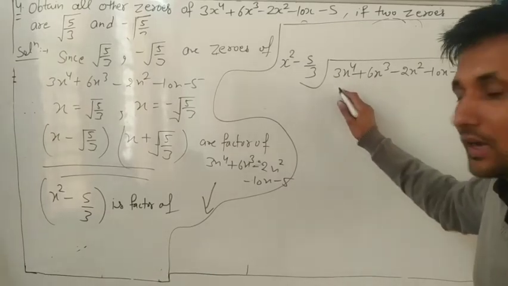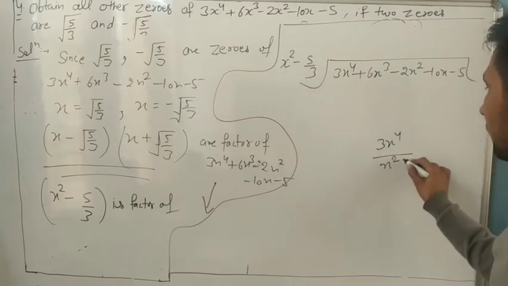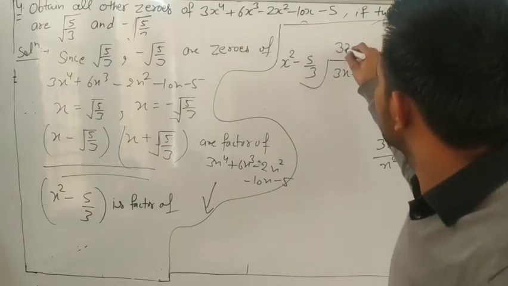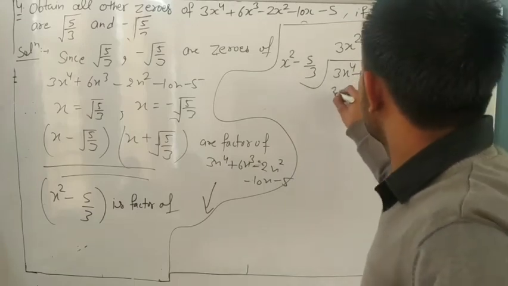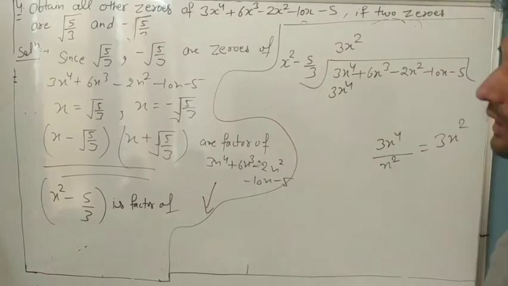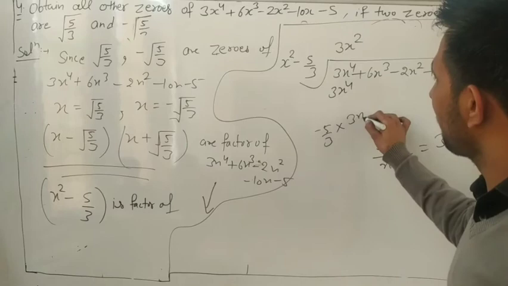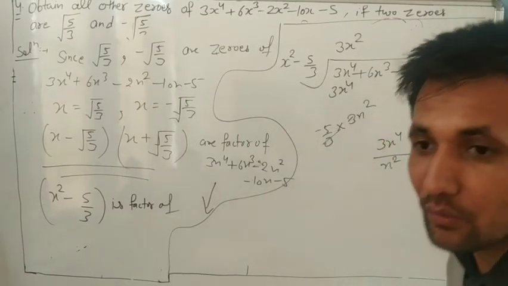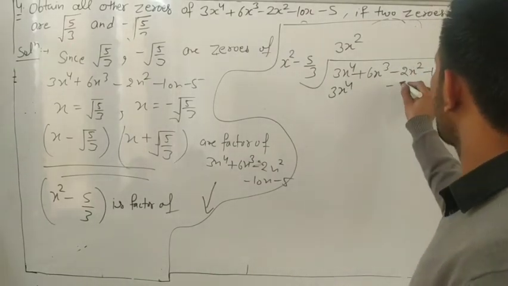So look at what we will do. Take the first term 3x^4, divide by what? x square. What remains? It becomes 3x square. So write 3x square. So it is 3x square into x square, 3x^4. Now minus 5 by 3 multiply by 3x square, 3 cancels 3. What becomes? Minus 5x square.